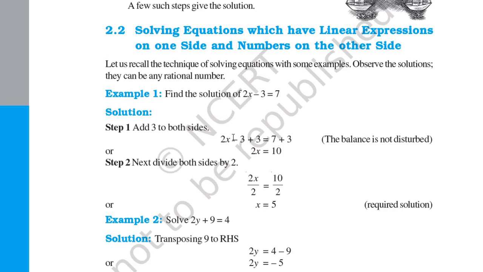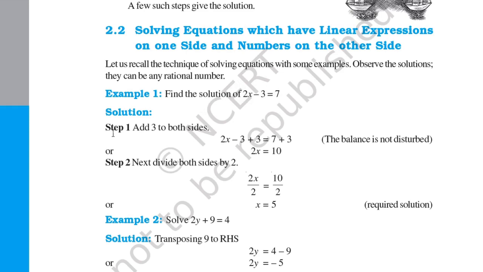So you can see here, let us recall the technique of solving equations with some examples. Observe the solutions, they can be any rational number. So you can see here we have to find the solution of 2x minus 3 is equal to 7. The RHS is only a number and the LHS is an expression.